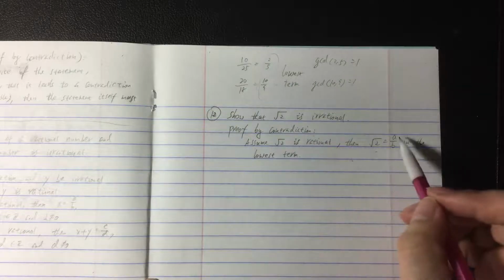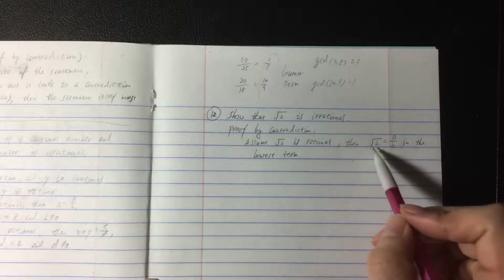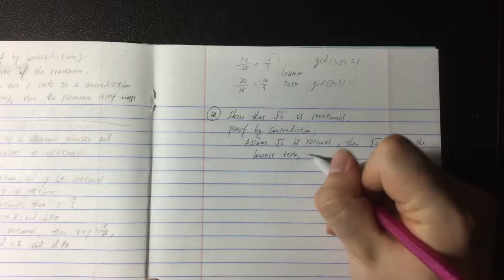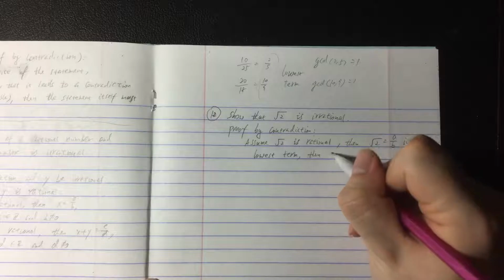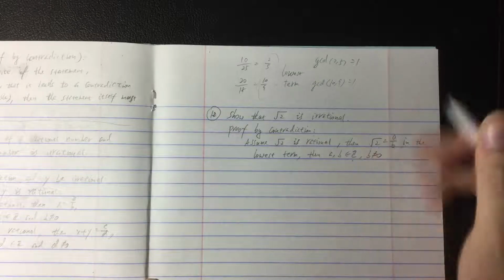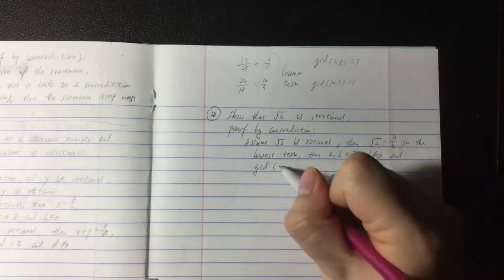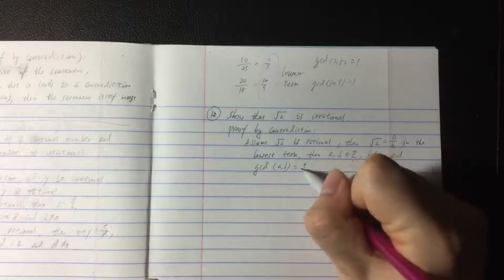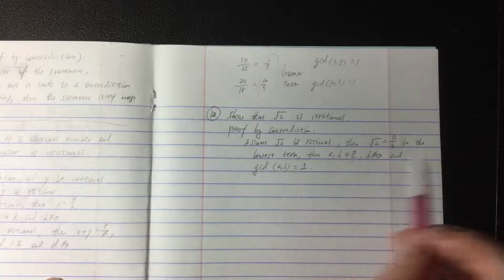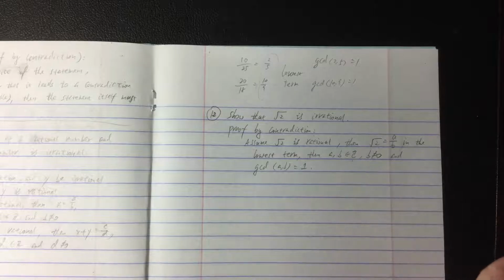So square root of 2 equals integer over integer. I can always reduce it to the lowest term, so I write square root of 2 equal to a over b in the lowest term. Then a and b must be integers, b cannot be 0, and the greatest common divisor of a and b must be 1. Now let's continue.